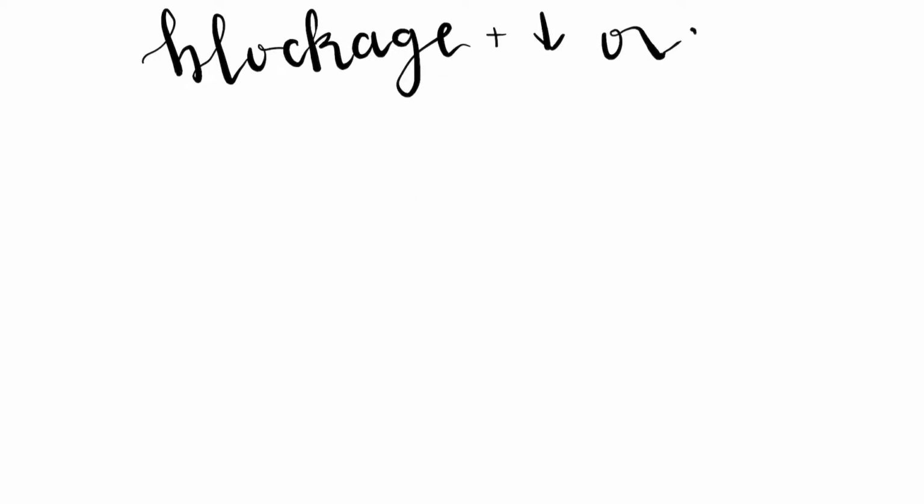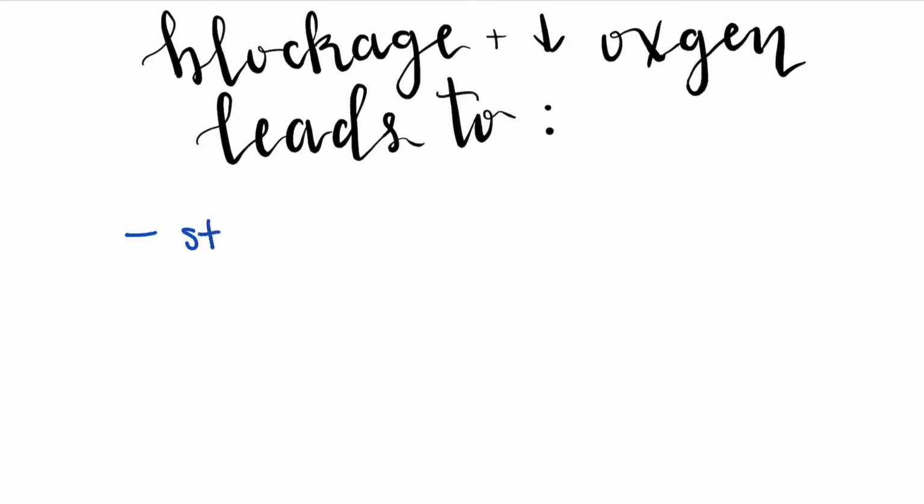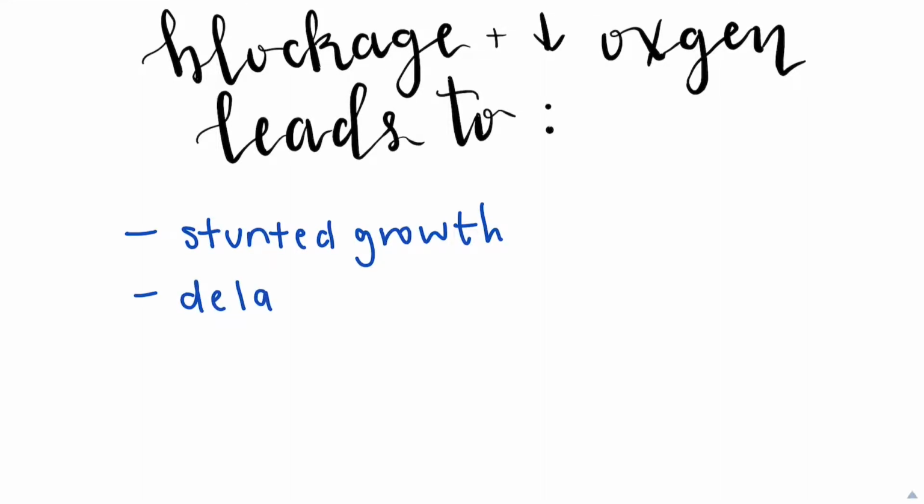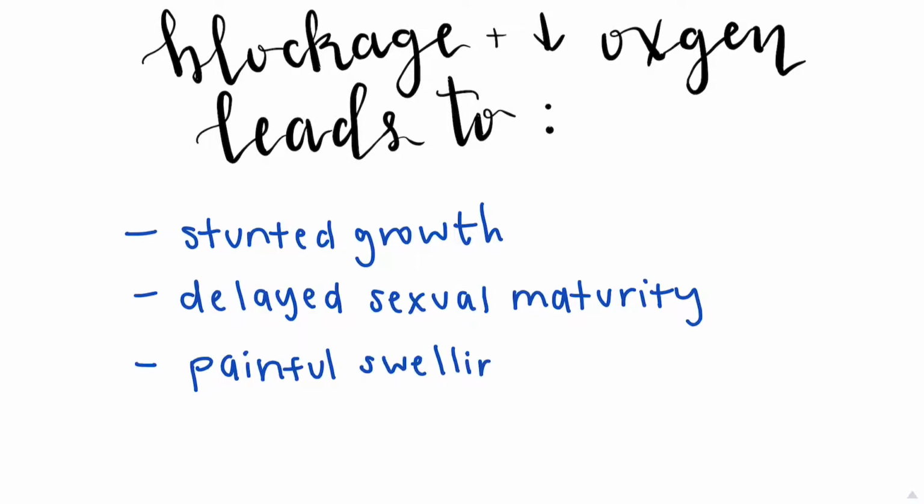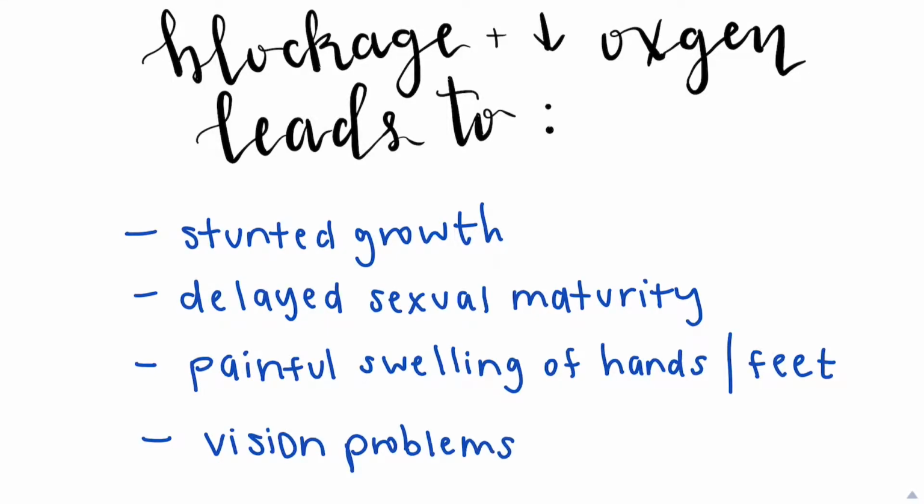Those affected by the disease may have a difficult daily life, such as, for a child, stunted growth or delayed sexual maturity, along with the swelling of hands and feet, vision problems, and episodes of pain called crises.